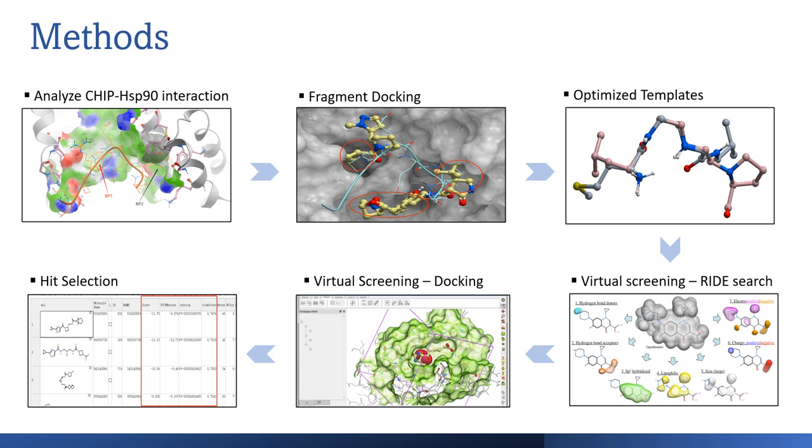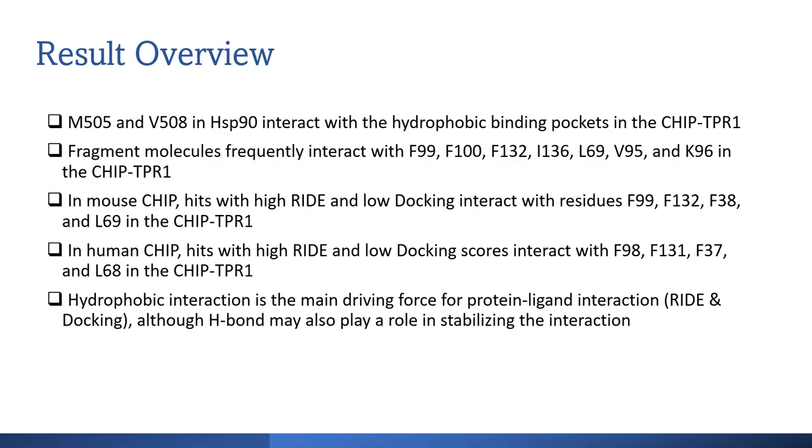The output hit list obtained from the RIDGE search was then used as the input data to conduct the docking screening. And lastly, the hit was selected based on some parametric scores generated in RIDGE and docking screening. Here are some important results obtained in this study, and they will be elaborated in detail in the following slides.